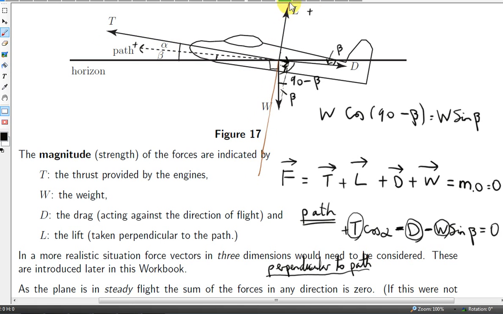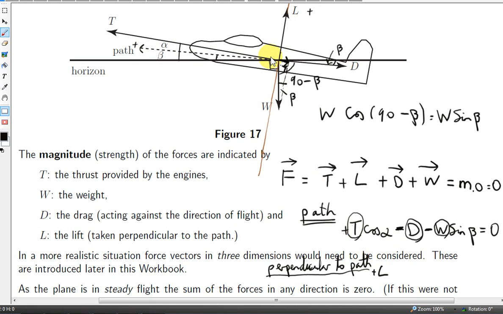Okay, so what is the component of L in this direction? Well, it's just L. It's L cos 0 if you like. The angle between L and this direction is 0, so L cos 0 is just L. And it's positive, so you can put in the plus sign to emphasize that if you like. That's the convention we're using for the direction. This direction is positive, the other direction is negative.